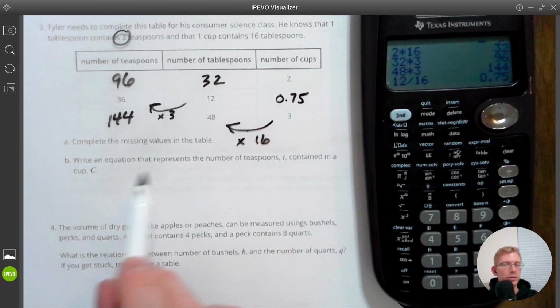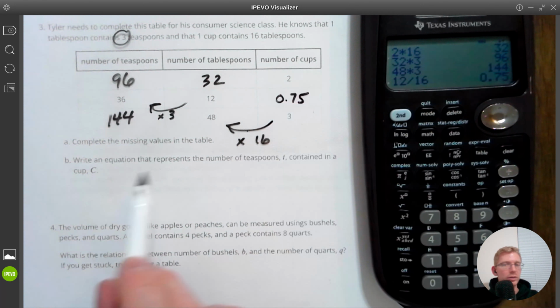If 3 cups is 48 tablespoons, then 2 cups is going to be whatever 2 times 16 is. So we do 2 times 16, we get 32. So there should be 32 right there. Now, if 12 tablespoons is 36 teaspoons, then going from here to here, I need to multiply by 3. So if we do 32 times 3, we get 96. So this one over here should be 96.